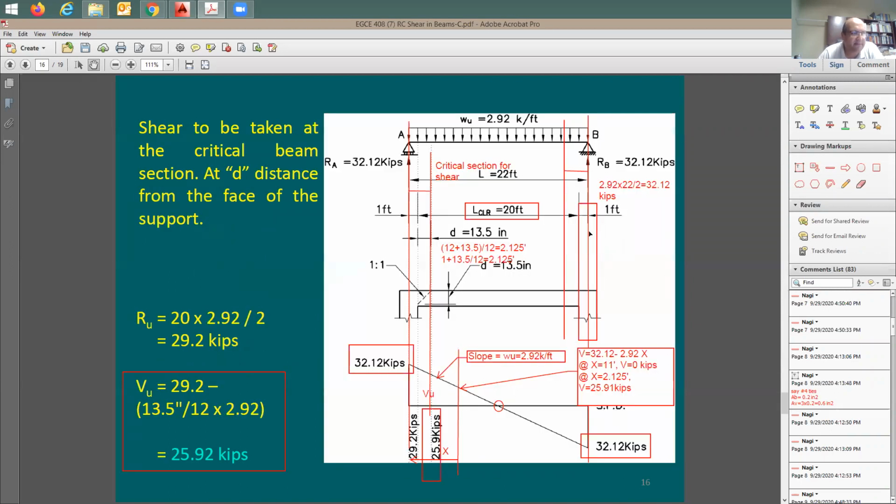Let's look here at how it happened. I was able to develop an equation for the shear gradient. This equation says, if you have the reaction here, for each foot that you walk away from the support, we're going to be dropping 2.92, which means this uniform load times x, the distance that you're going to be walking. With that, we were able to figure out that the shear demand at the critical section of shear, right here, is going to be 25.92 kips. So you don't really need to design for a shear demand of 32, which is the reaction. You can reduce it a little bit because of that reason with the code. So, okay, good.